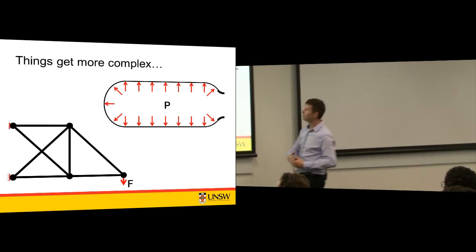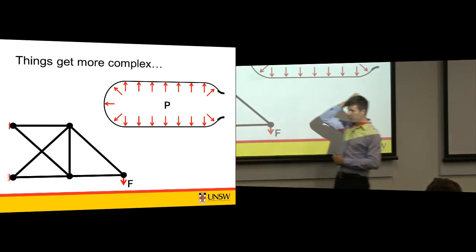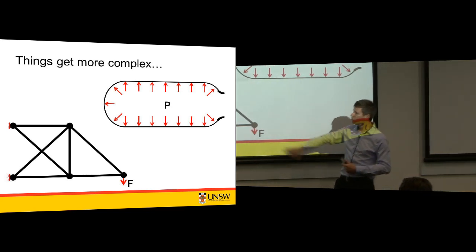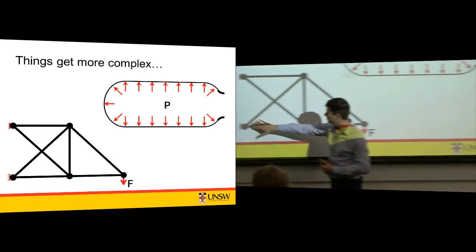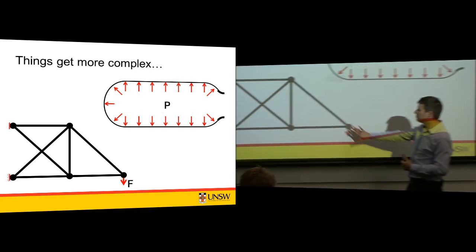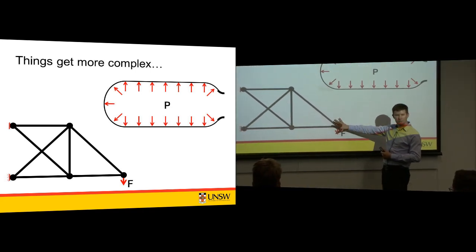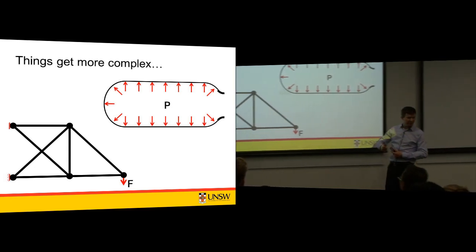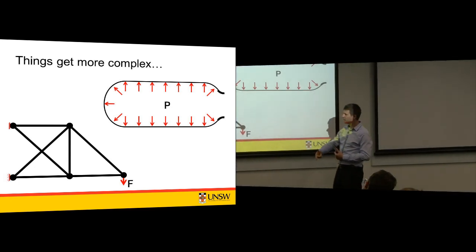Or, this is our truss example. As soon as you put in a redundant member, so we've added one member here, not a problem, it becomes a different class of problem. You go from statically determinate to statically indeterminate.